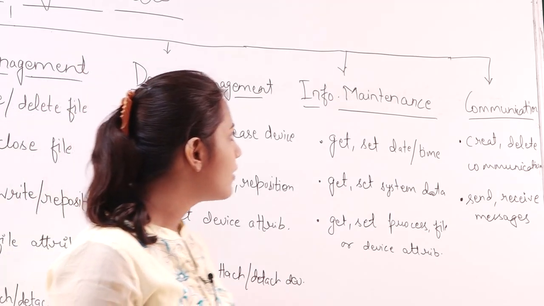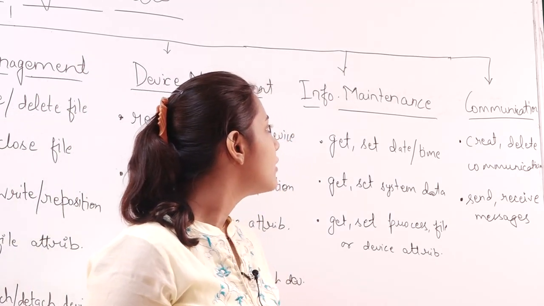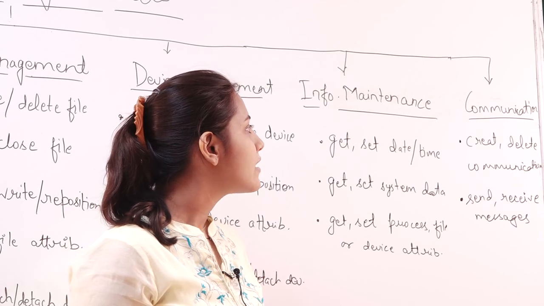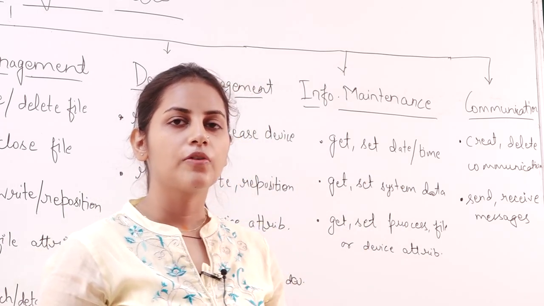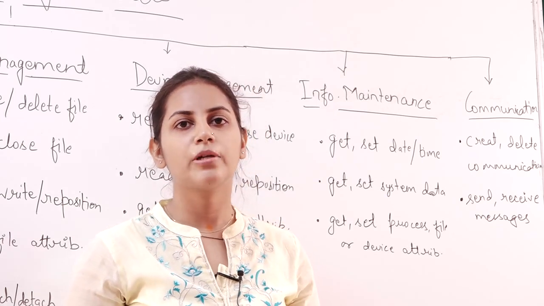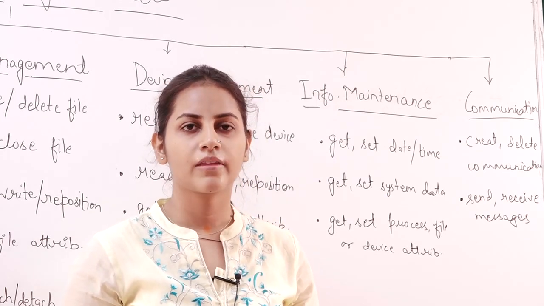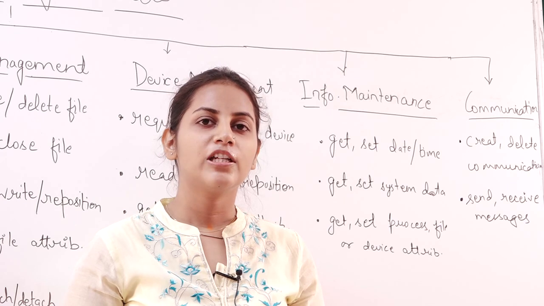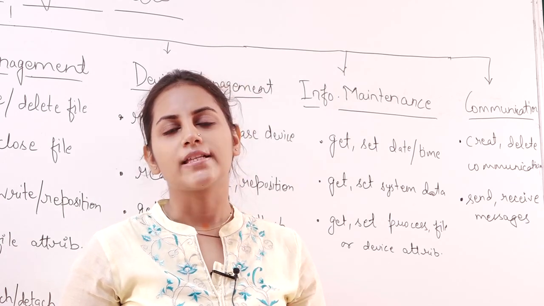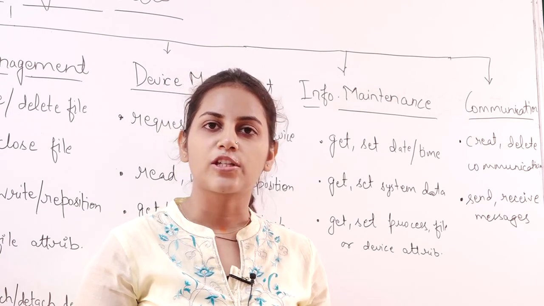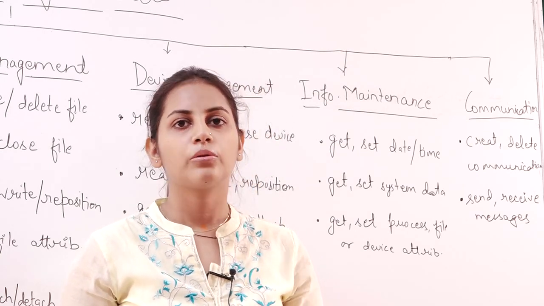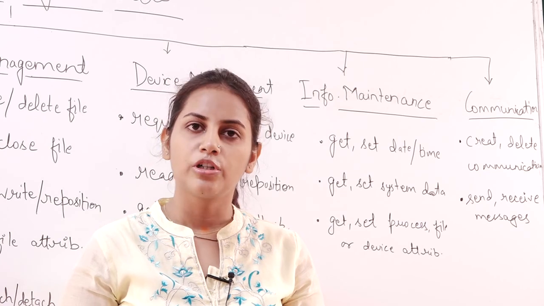Again, the fourth category of system calls is communication. As you know, running processes might need to communicate with each other. This communication may be done in two ways. This can be done either through message passing or through information sharing using shared memory.